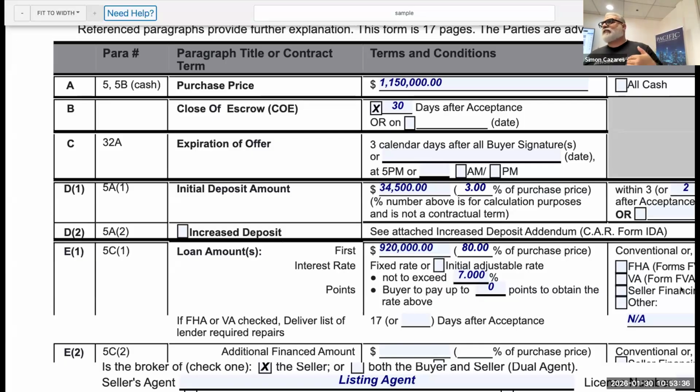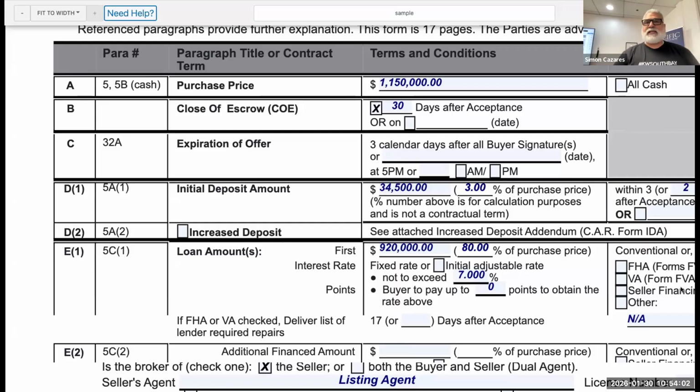agents that have a misconception and misunderstanding is, well, it should be 3 business days. No, I stand corrected. No, it's not. It's 3 calendar days for the expiration of this offer. Meaning that if you submit this offer and the seller does not acknowledge this offer to the 4th day, it's an expired offer. Does that make sense? So you want to calculate how that works.